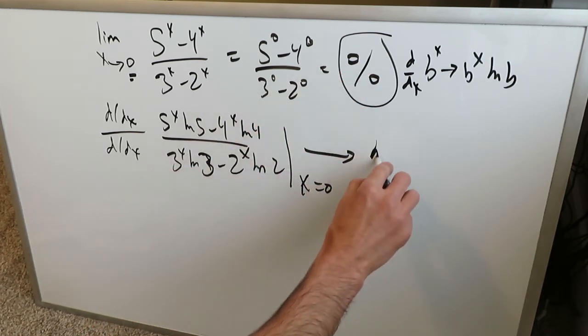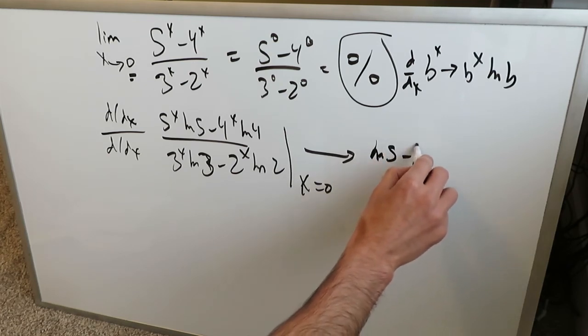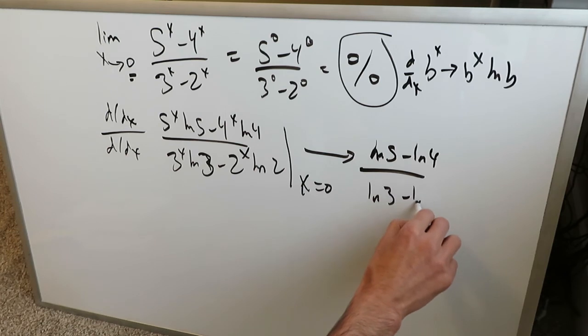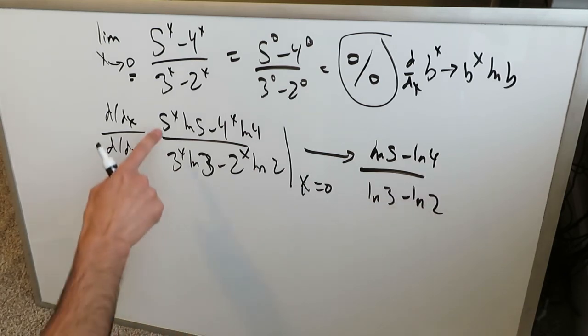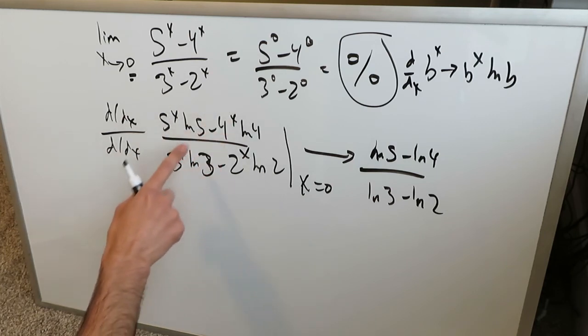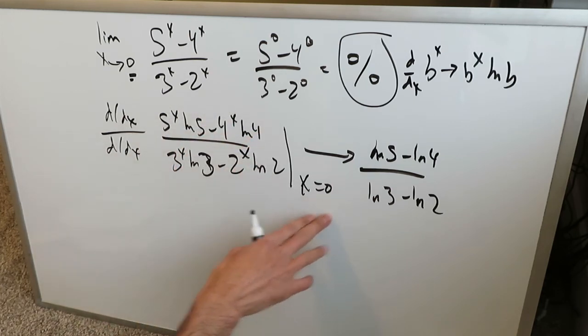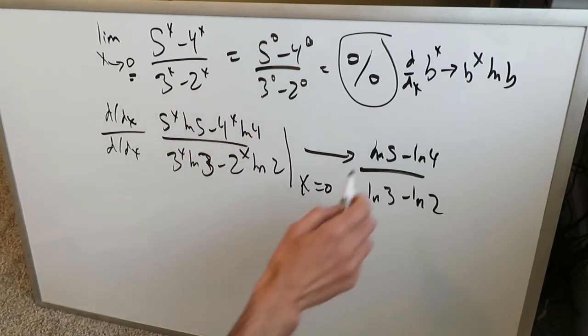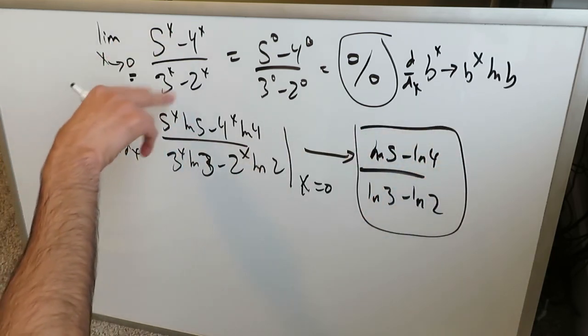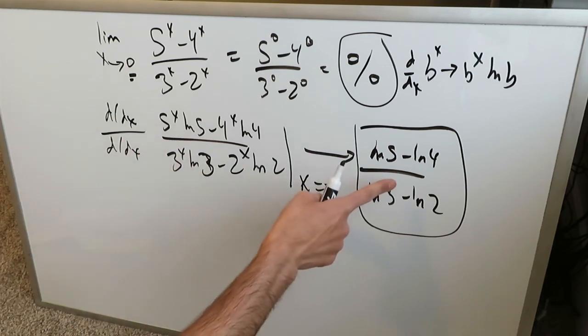What you really end up getting is natural log 5 minus natural log 4 over natural log 3 minus natural log 2. That's what happens because all of these powers of x, 5 to the power x, 4 to the power x, 3 to the power x, 2 to the power x, with the place of 0, they all become 1s. So this right here becomes your final answer. So the limit as x approaches 0, this function, or this curve, will approach the value.